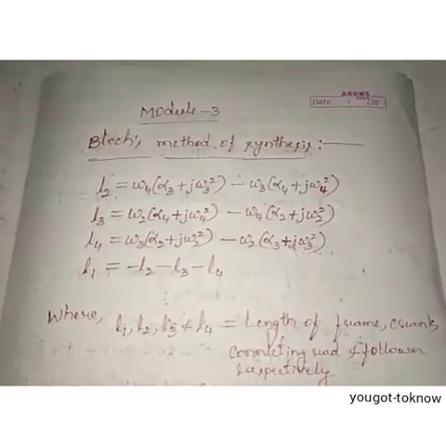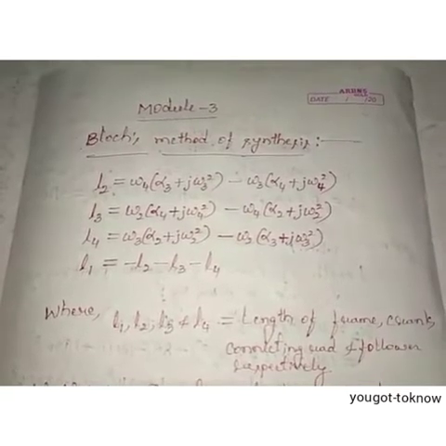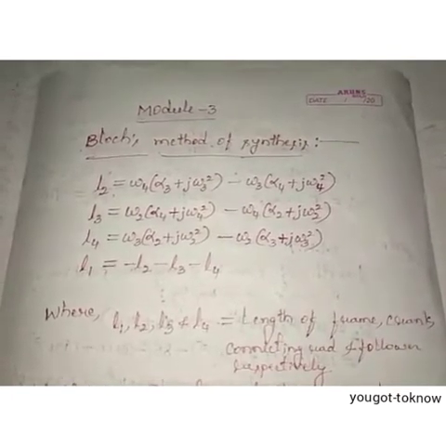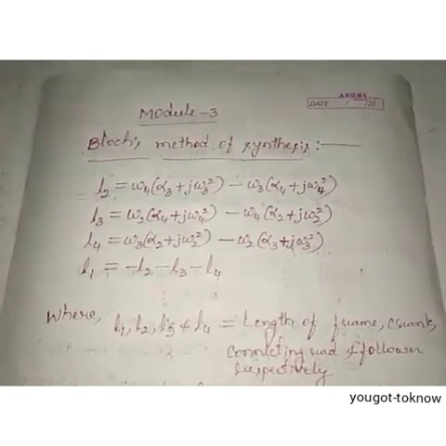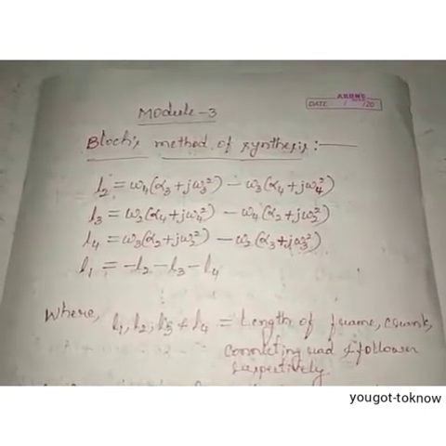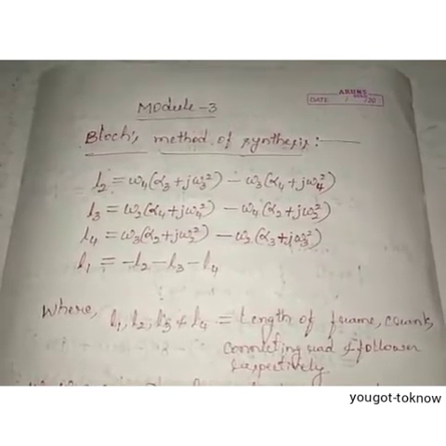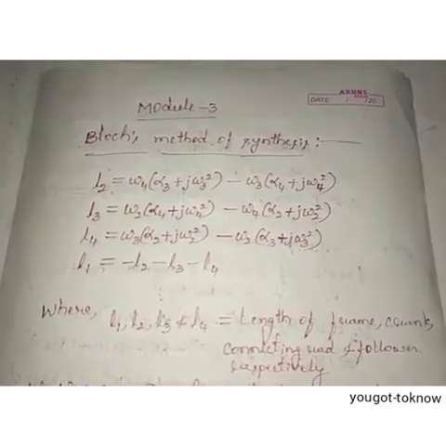Bloch's method of synthesis from module 3. Bloch is the scientist's name. He is a Russian kinematician. Bloch's method is one of the methods used to determine the length of the links in the given mechanism.